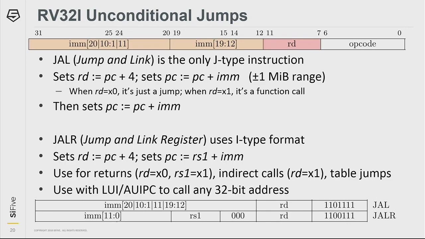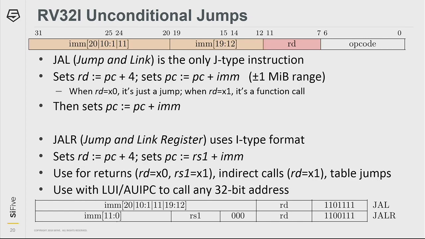So in addition to conditional branches, we also provide some unconditional ones, 2 of them to be precise. There's the jump and link instruction, which has a 20-bit offset, so you can jump within a megabyte of the current PC in either direction. It also sets RD with the value of the instruction after the JAL. So you use this to implement function calls.